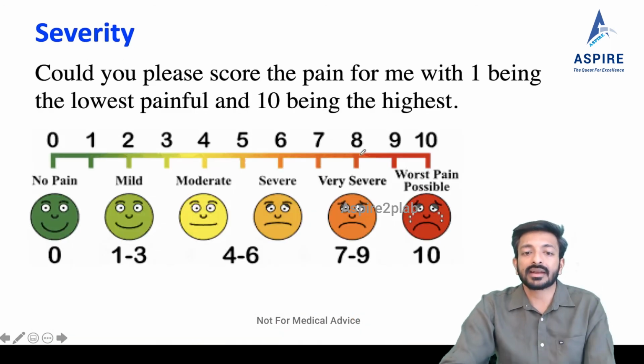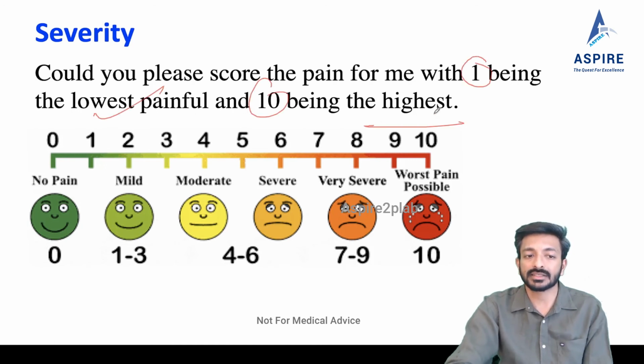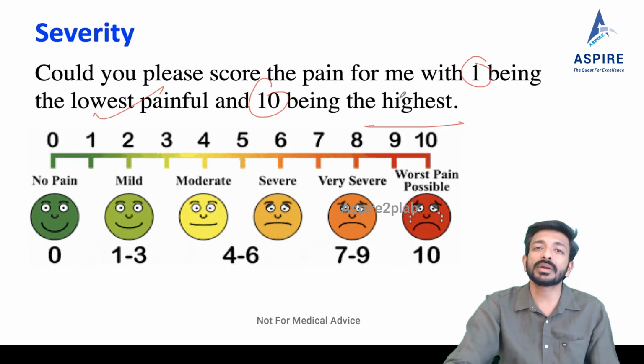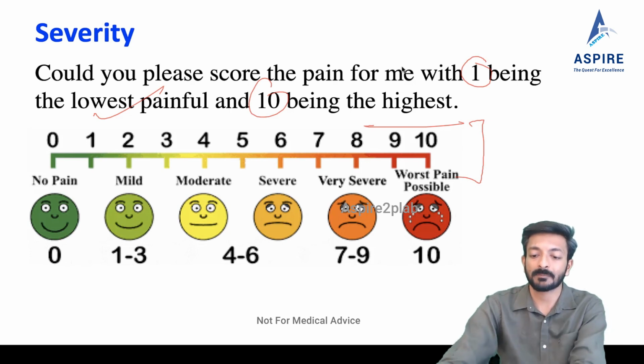Then we have got severity. That's also very important. Could you please score the pain for me, 1 being the lowest and 10 being the highest? Could you please score the pain on a scale of 1 to 10? 1 is the lowest and 10 is the worst pain you have ever experienced. Or, on a scale of 0 to 10, 0 is no pain, 10 is the worst pain. You need to give a scale to the patient for the pain, and then the patient will tell you accordingly, doctor, this is 5, this is 6, this is 7, 8. Accordingly you can do the pain management as well. If the patient says 10 out of 10, do you think paracetamol will be helpful? No, you may have to give something stronger. So that is what we have got in severity.